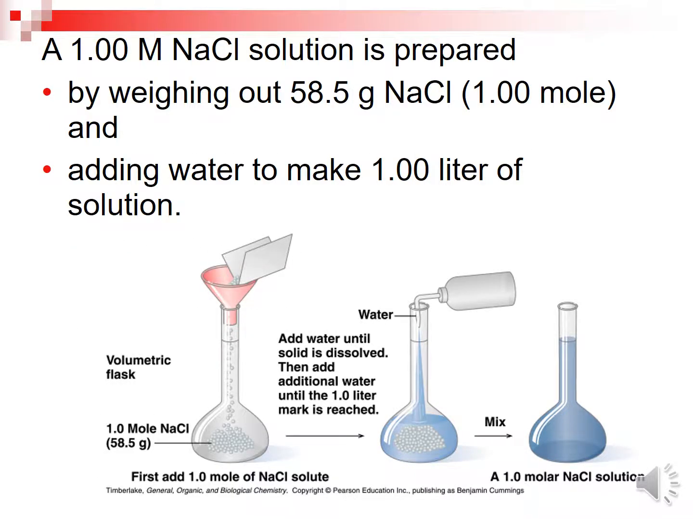A 1 molar sodium chloride solution would be prepared by weighing out 58.5 grams of NaCl, 1 mole, putting it in a volumetric flask. These are the special flasks with the very narrow necks and the line that signifies a particular volume. In this case, that would be the 1 liter volumetric flask. Then what you're going to do is add water until it's all dissolved, and then finish filling it up to the line so that you have exactly 1 liter of solution. So it will contain 1 mole, 58.5 grams of NaCl, per liter of solution.